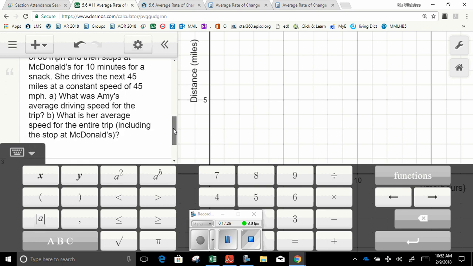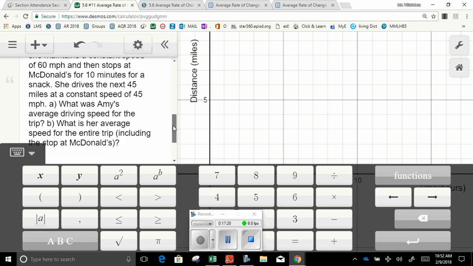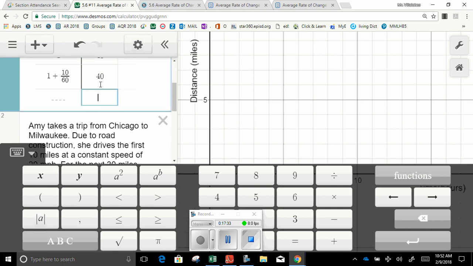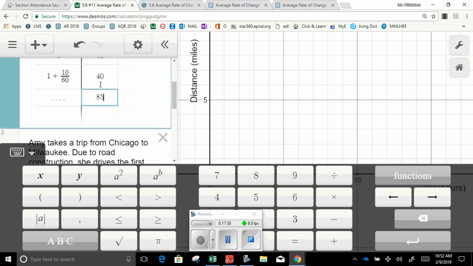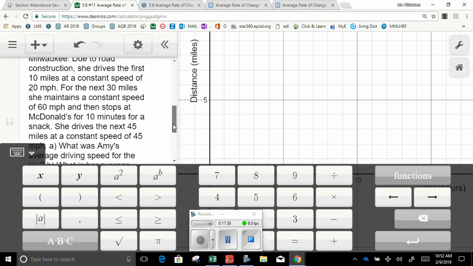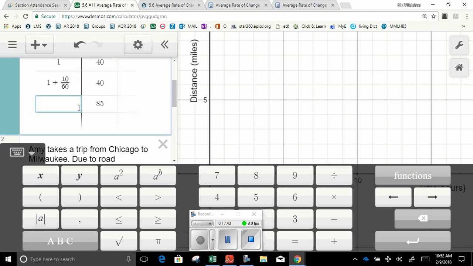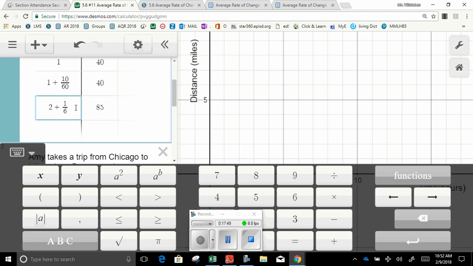Now, over here, 45 miles per hour, right? At 45 miles per hour, so we have to add 45 miles. What's 40 plus 45? 85. How long did she do this for? What's 45 divided by 45? 1. So that's 1 more hour. So that's 2 hours, plus 1/6 if you feel like reducing it.